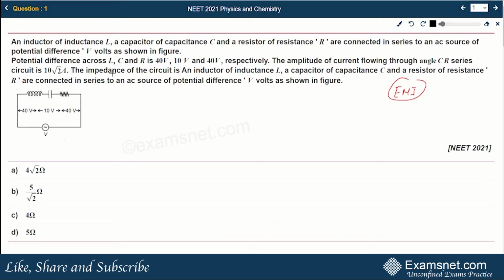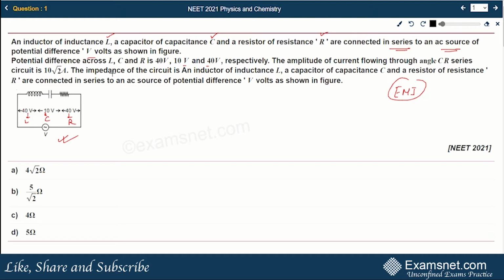And the question is, an inductor of inductance L, a capacitor of capacitance C, and a resistor of resistance R are connected in series to an AC source of potential difference V volts as shown in this figure. The potential difference across L, C and R is 40 volt, 10 volt and 40 volt respectively. That means this is for L, this is for C and this is for R.